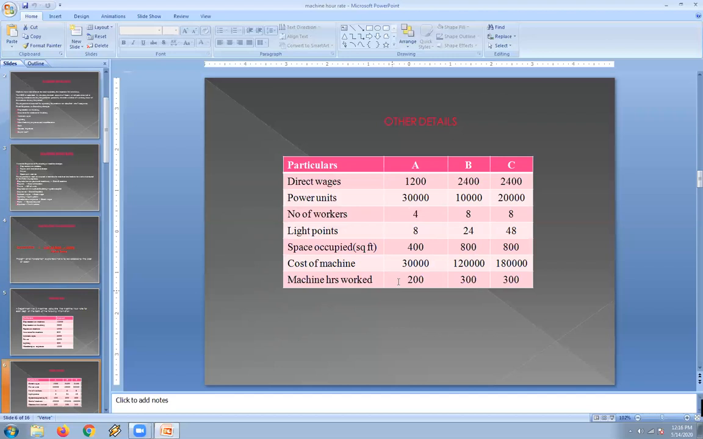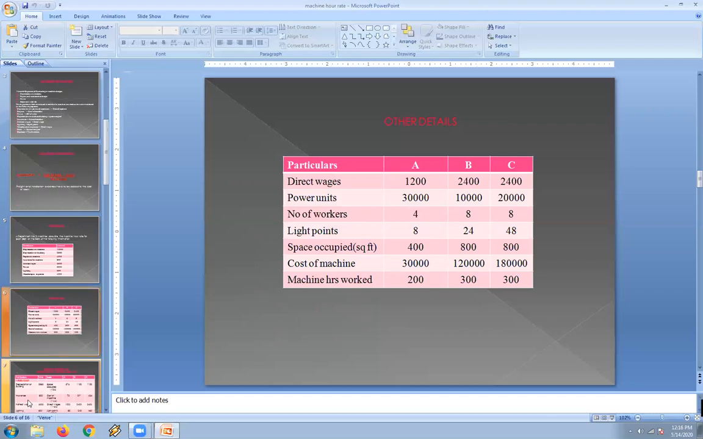And the cost of machine, the value of the asset of machine A is 30,000, B is 1,20,000, and C is 1,50,000. The number of hours worked by the machines is 200 hours for machine A, and 300 hours for B and C. Now we have to calculate the machine hour rate.